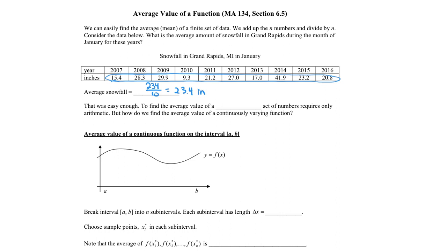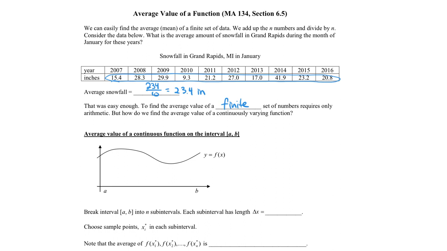And again, in this case, the average we're talking about is the mean. So as you know, there's other types of averages. There's the mean, the median, the mode, the trimmed mean, and all different kinds of averages. But we're talking about the mean here. Okay, pretty simple. To find the average value of a finite set of numbers requires only arithmetic.